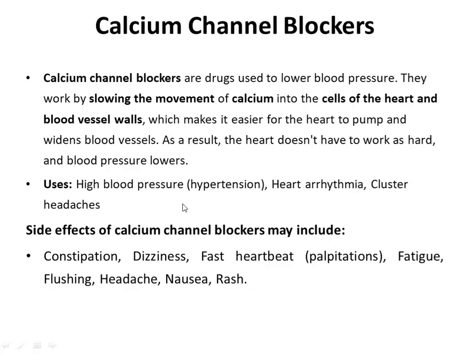These drugs are commonly used for hypertension, that is high blood pressure. Some types of arrhythmia are also treated using calcium channel blocker drugs, and in cluster headache, calcium channel blocker drugs are prescribed. Common side effects include constipation, dizziness, fast heartbeat, commonly known as palpitation, fatigue, flushing, headache, nausea, and rashes.